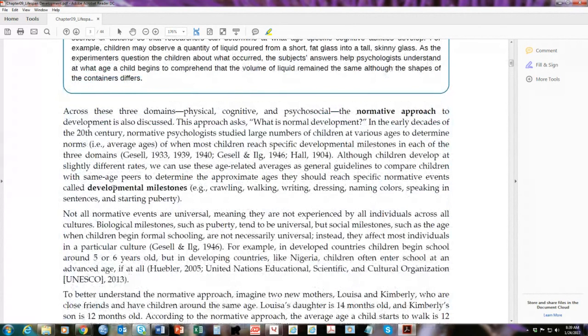Now, the normative approach to development is just essentially looking at developmental norms. What is normal for a particular age? And so this has been worked out in some detail, and so you can determine what the milestones are. For crawling, for instance, at what age do kids begin crawling on average, walking, riding, etc. So that's what we mean by the normative approach to development.